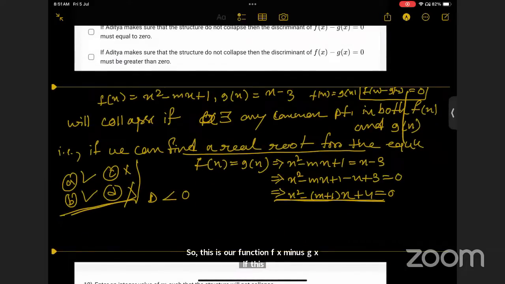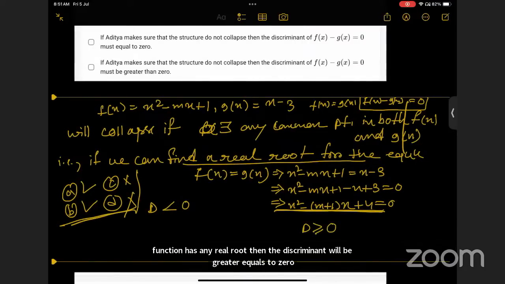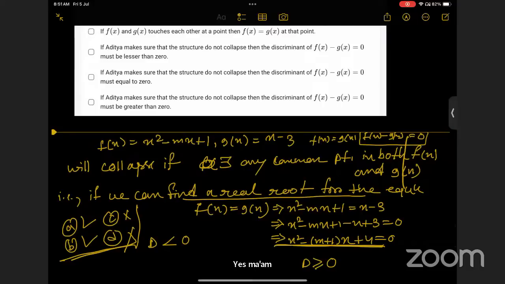If this function has any real root, then the discriminant will be greater than or equal to 0, right? So if the structure does not collapse, that means this equation does not have any real root, and for this we have the condition that the discriminant must be strictly less than 0, right? Yes, ma'am. Got your point.